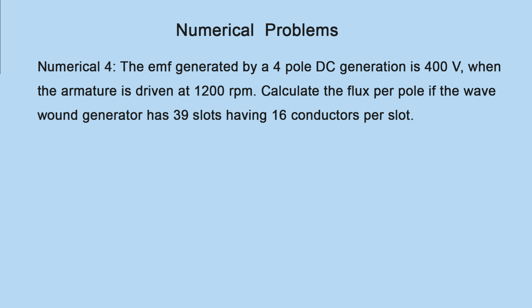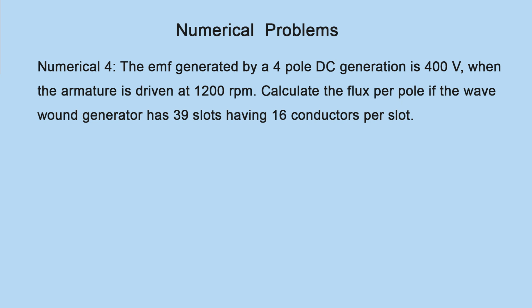Okay, now let us see a somewhat difficult numerical problem, which states that the EMF generated by a 4-pole DC generator is 400 volt when the armature is driven at 1200 RPM. Calculate the flux per pole if the wave wound generator has 39 slots having 16 conductors per slot. This is the statement of the question.